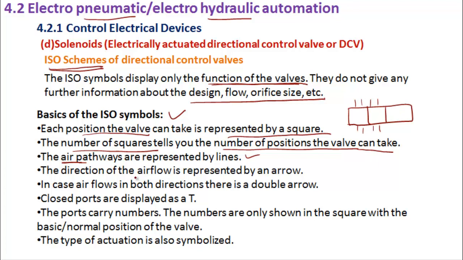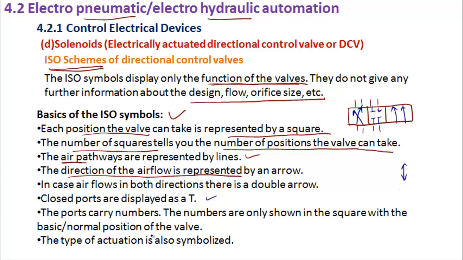Okay, now the direction of the airflow is represented by an arrow. We have already seen that the arrow may be something like this, or sometimes it may be like this, or sometimes it may be straight. In case the air flows in both directions, there is a double arrow. Sometimes you will draw a double arrow also. Okay, the closed ports are displayed as T. For example, here if I show T, it means that all the ports are closed.